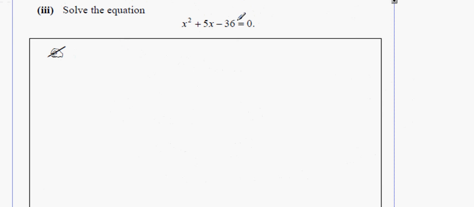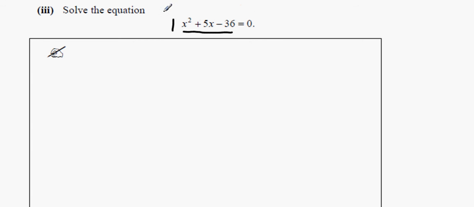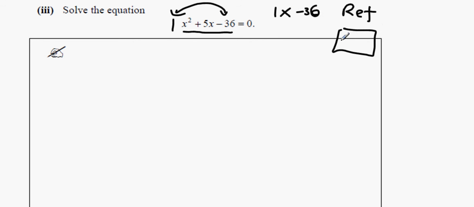Solve the equation. Now remember, as with all these questions, when you're solving these equations, we have x squared plus 5x minus 36. We're going to factorize this part first. Multiply 1 by minus 36 to get the reference number. The reference number is 1 multiplied by minus 36, and the answer to that is minus 36.